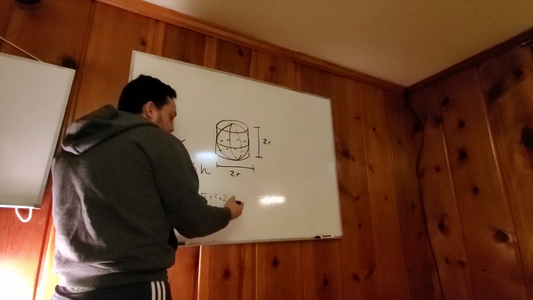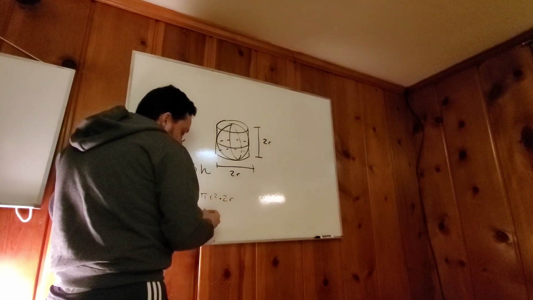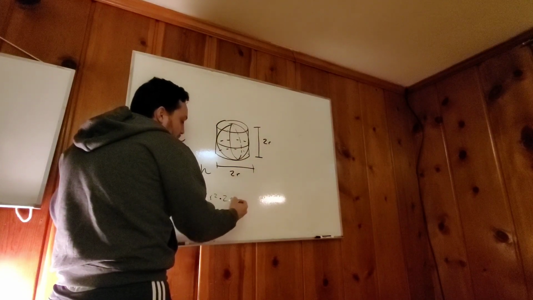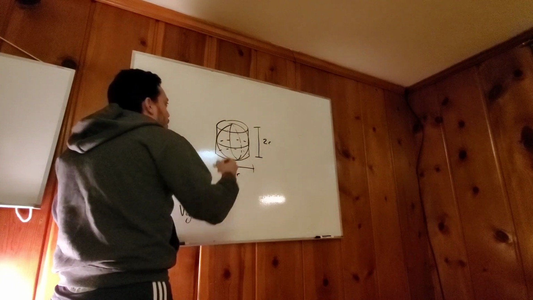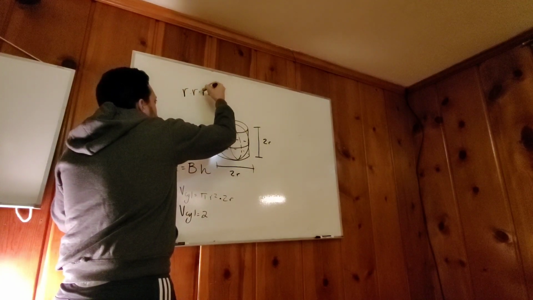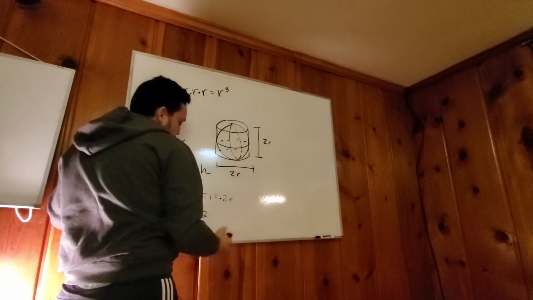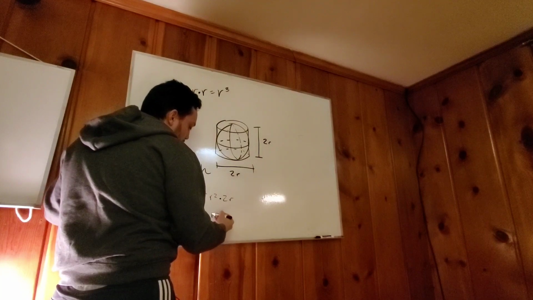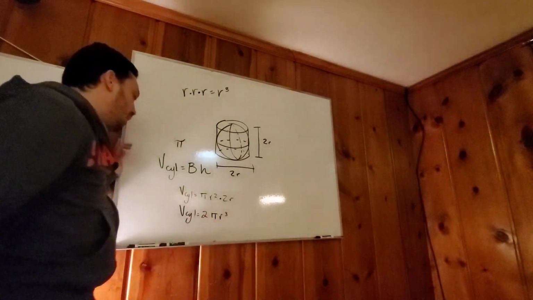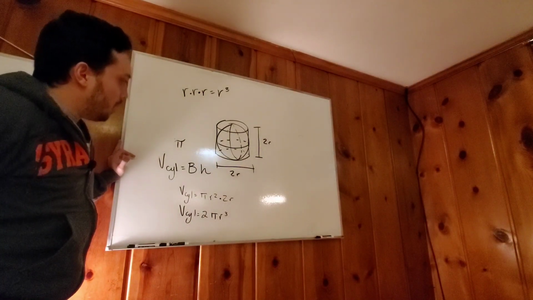Now, what is radius squared? Okay, so this is very important for us to understand. The cylinder is going to have a volume of 2 times pi times radius times radius squared. Well, radius squared is radius times radius, and if I multiply times radius again, I get radius cubed. So it's 2 pi radius cubed. And that's going to be my volume for the cylinder.